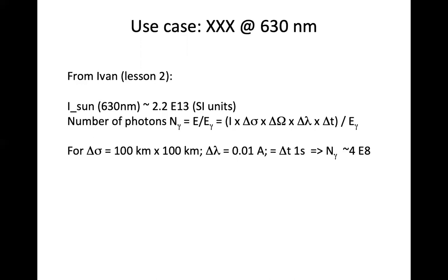So the number of photons can be written as the total energy divided by the energy of a single photon. And so you do your math, you have intensity, you have, what is the delta sigma? Do you remember what the delta sigma is? You know, the intensity is an energy per unit area, per unit solid angle, per unit wavelength, per unit time, right? So some of them are easy enough. So I is our intensity.